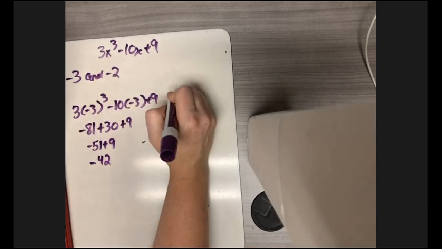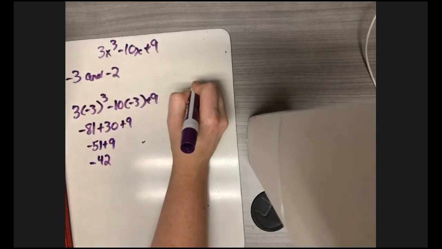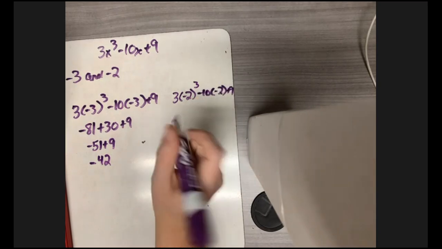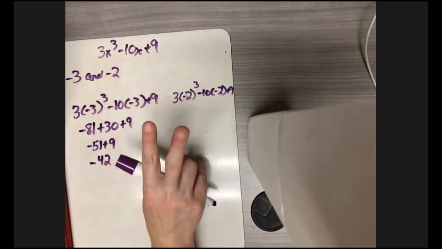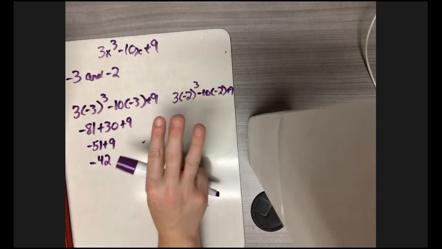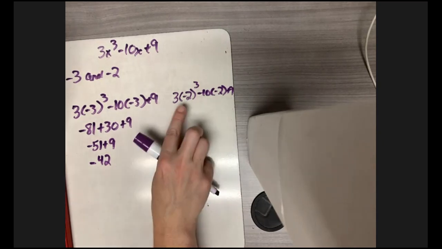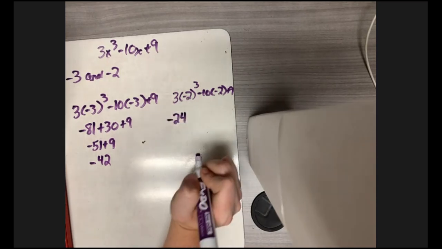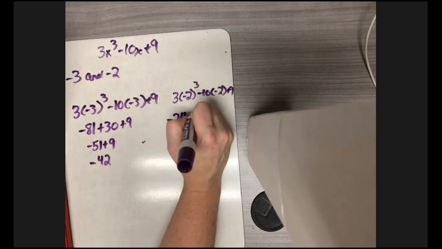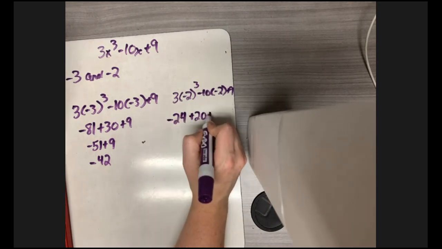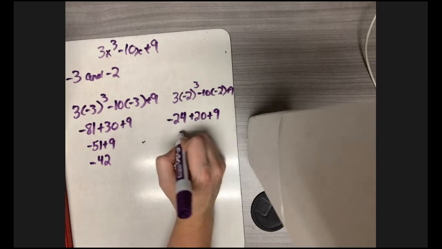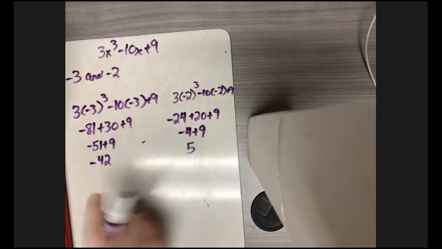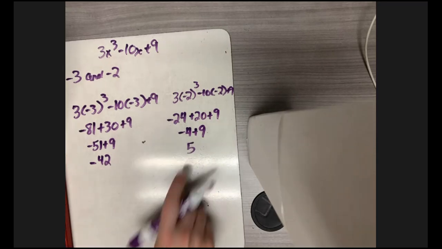So now I'm going to plug in -2. So I'm going to do 3 times -2 cubed minus 10 times -2 plus 9. So -2 times -2 is +4 times -2 is -8 times 3 is going to be -24. -10 times -2 is +20 plus 9. So I've got -24 plus 20 is -4 plus 9. -4 plus 9 is 5. I have one answer that's negative, one answer that's positive.